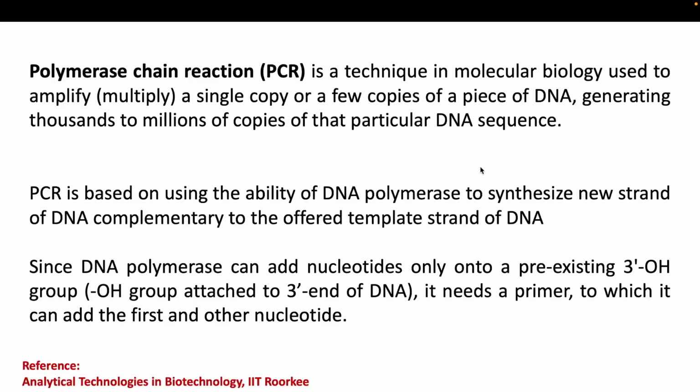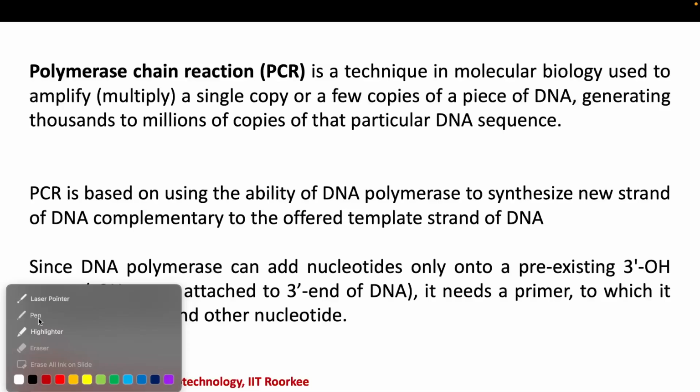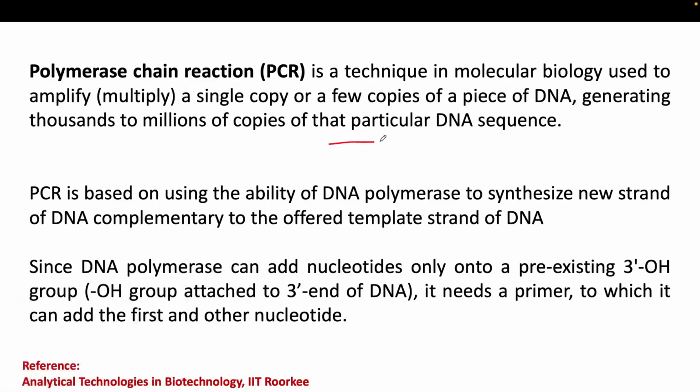Suppose this is a kind of DNA. When you want to amplify, or produce thousands to millions of copies of this particular DNA, then PCR, the polymerase chain reaction, will help to produce multiple copies of this kind of DNA. Thousands to millions of copies of DNA it will produce.